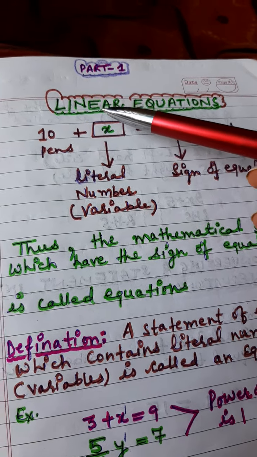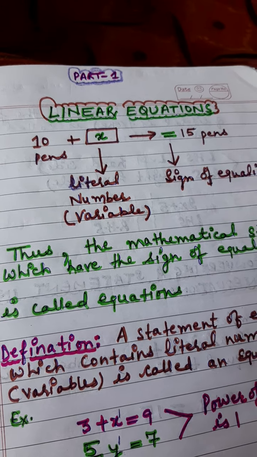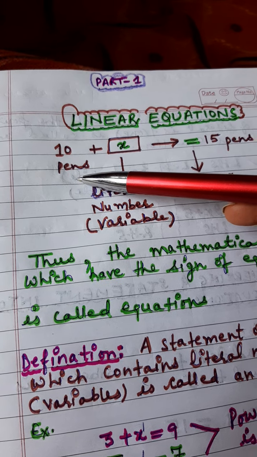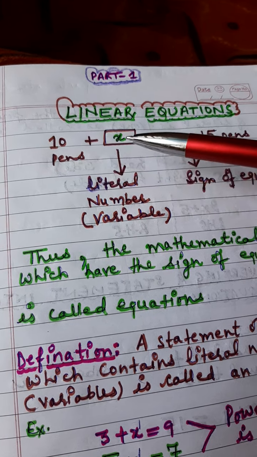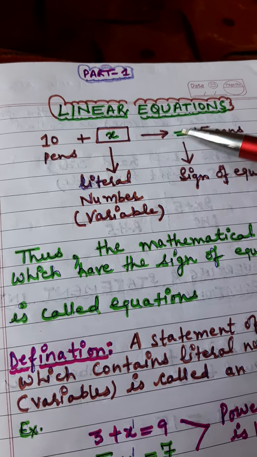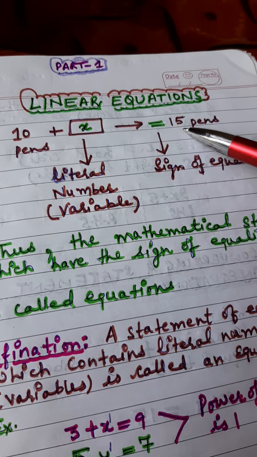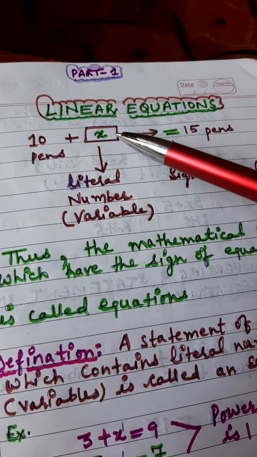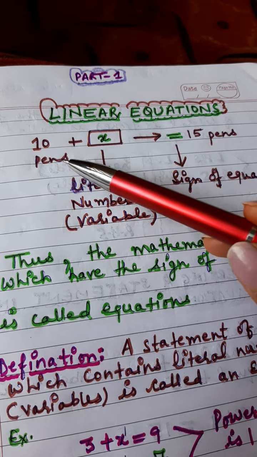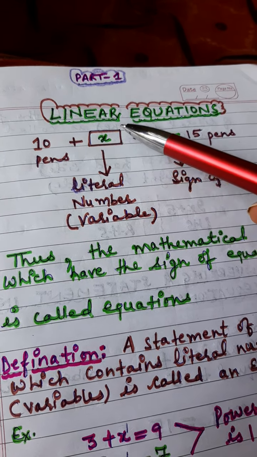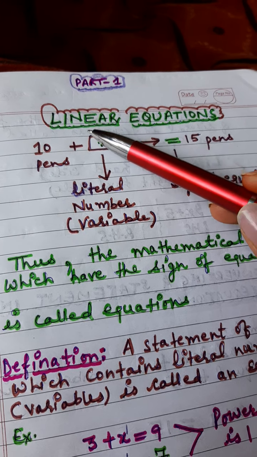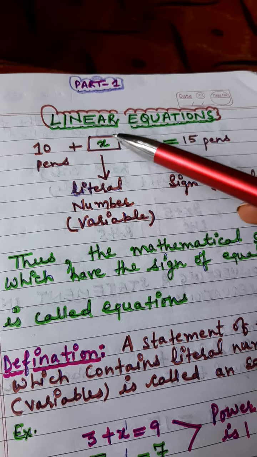Before understanding this, let us take an example. Suppose Ravi is having 10 pens. On his birthday, his friends gave him a few pens and his number of pens becomes 15. So here we don't know how many pens Ravi got. Whenever we do not know anything, we assume it as x, or any literal number.